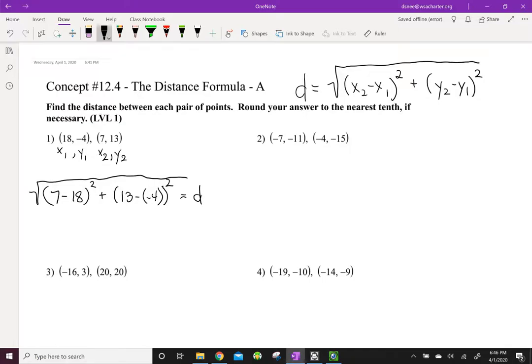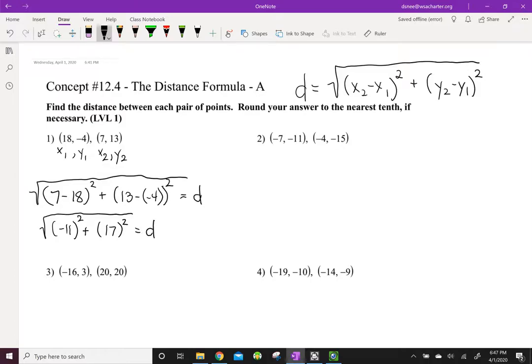Okay, so we have 7 minus 18 is negative 11 squared, and if we square a negative value, we're going to get a positive value. Negative times negative is positive. And 13 minus negative 4 is actually 13 plus 4, so that's 17 squared, and that's equal to D.